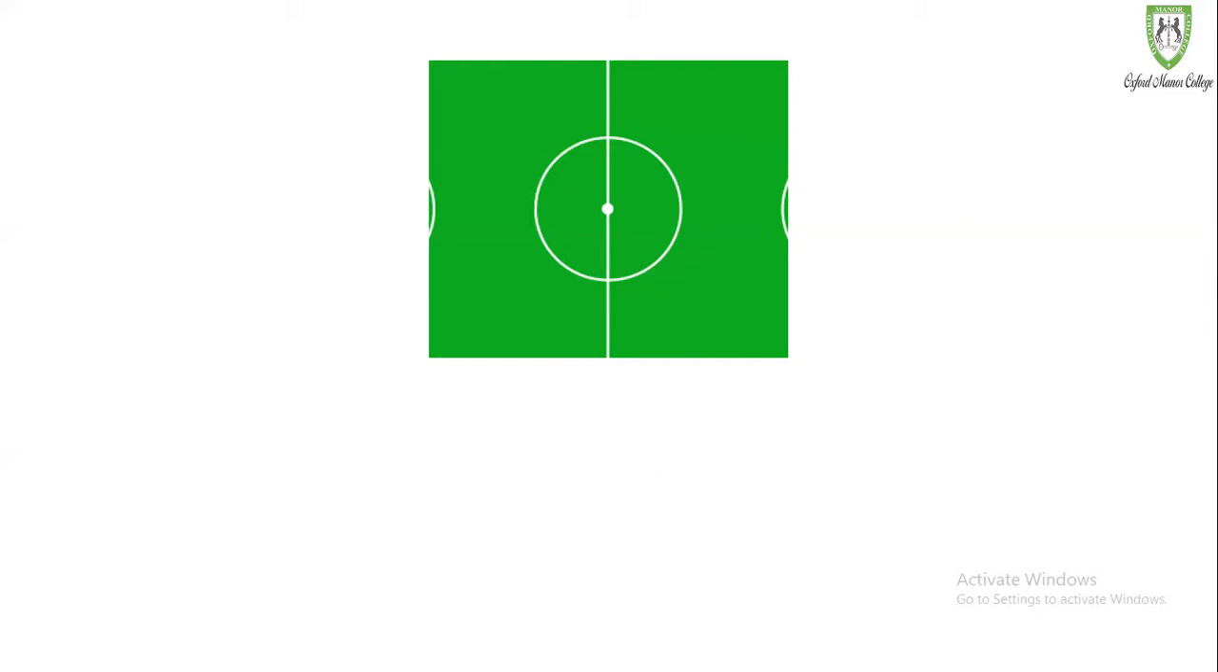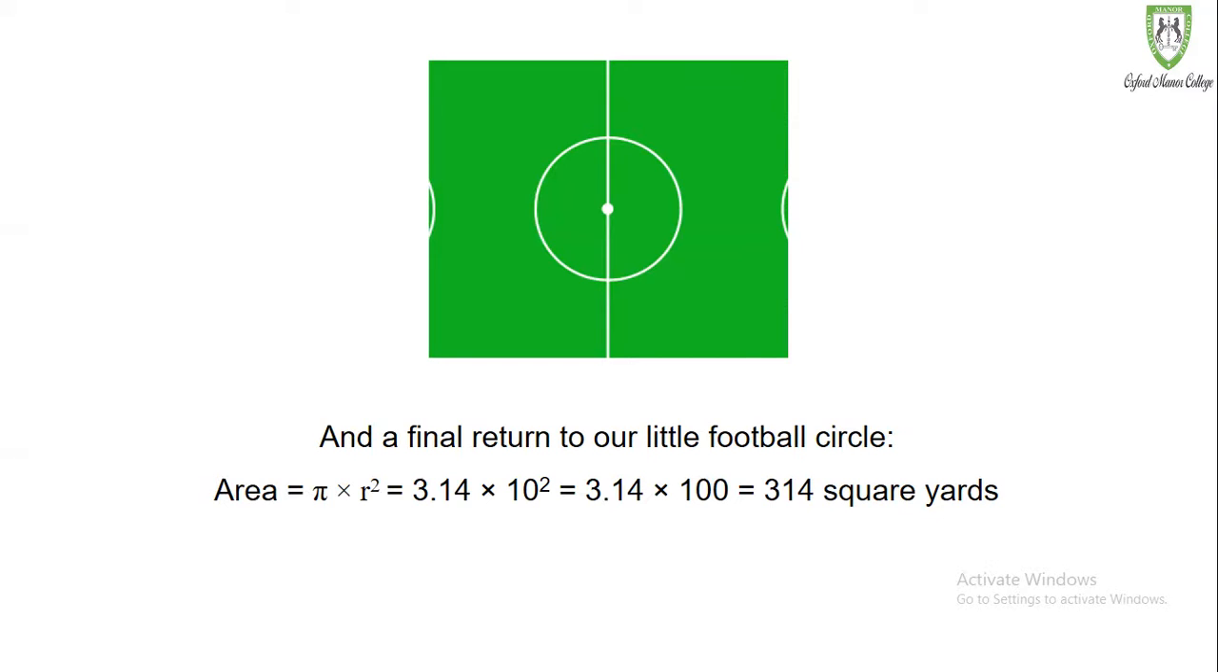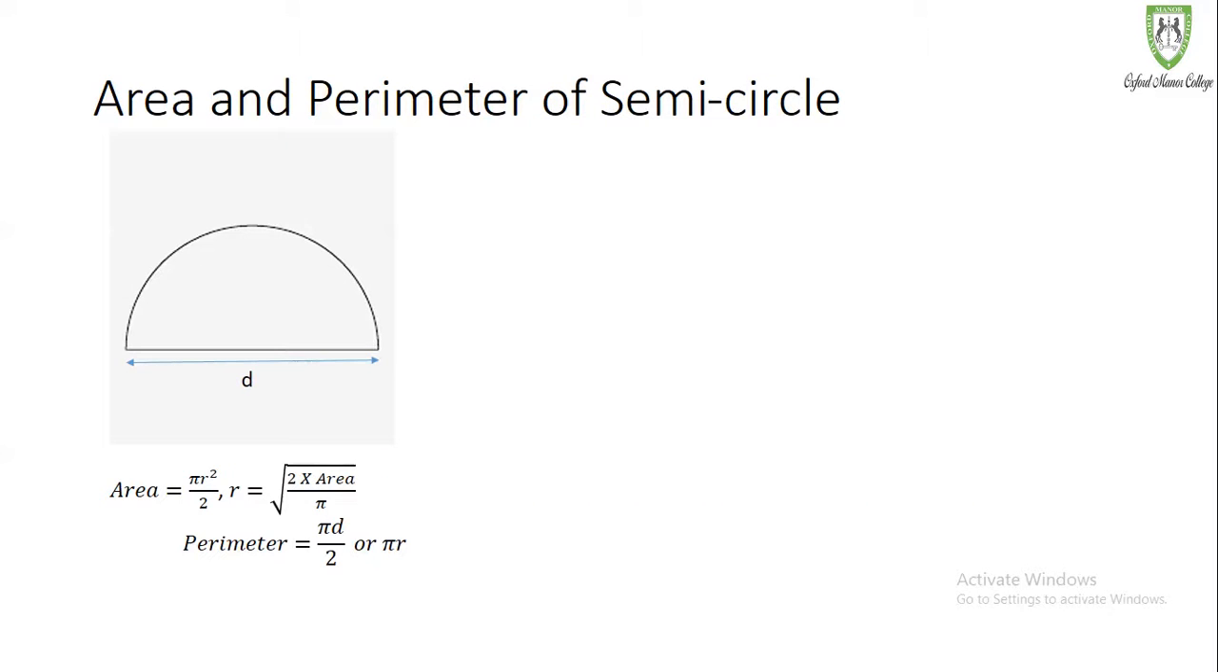Good. Let's move on. This is a football pitch, a final return to our little football pitch. The radius is 10 yards. So the area is pi times 10 times 10. Remember, pi is 22 divided by 7, or 3.14, or sometimes we use 3.142. When you multiply out, you have 314 square yards.